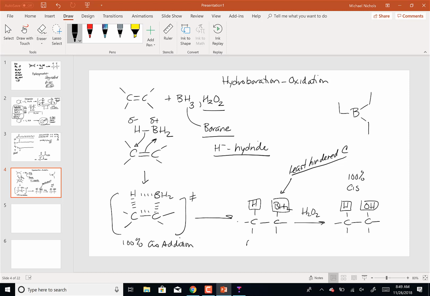So this then adds anti-Markovnikov. And this is the first anti-Markovnikov reaction that we have. So in other words, the hydrogen adds to the carbon with the least hydrogens, and the boron adds to the carbon with the most hydrogens, because that's the least sterically hindered carbon. So that leads to 100% cis and an anti-Markovnikov addition of OH.